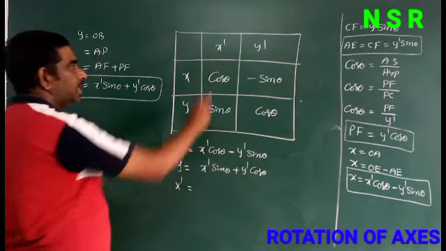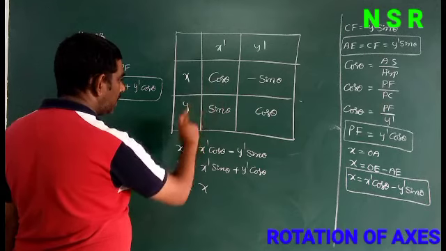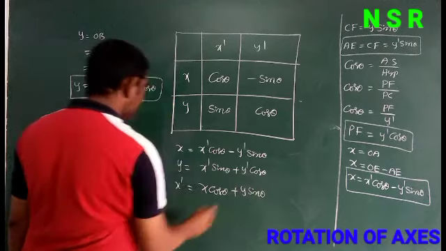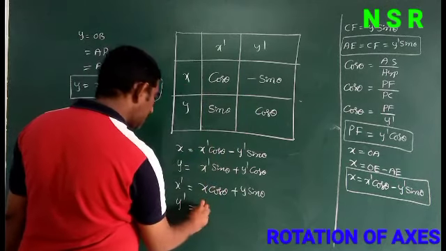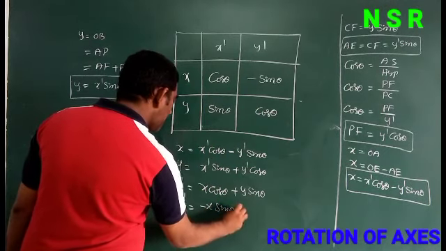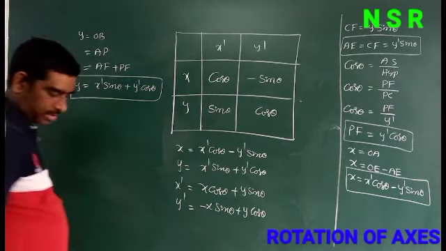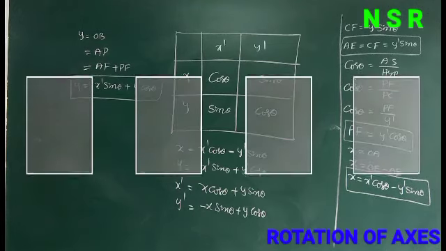Similarly, we can write the x dash formula: close this y dash, and x dash we can write as x cos theta plus y sin theta. If you want to write y dash, close this x dash, y dash is equal to minus x sin theta plus y cos theta. So these are the formulas of rotation of axis. By using these formulas, we can solve problems. Next we are going to discuss problems based on these formulas.